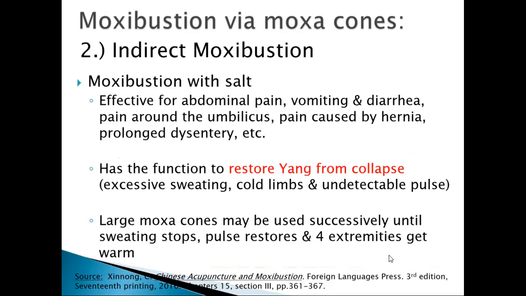So, this one is effective for abdominal pain, vomiting, diarrhea, pain around the umbilicus, pain caused by hernia, prolonged dysentery, etc. It has the function to restore yang from collapse, excessive sweating, cold limbs, and undetectable pulse. Large moxa cones may be used successively until sweating stops, pulse restores, and your four extremities get warm.